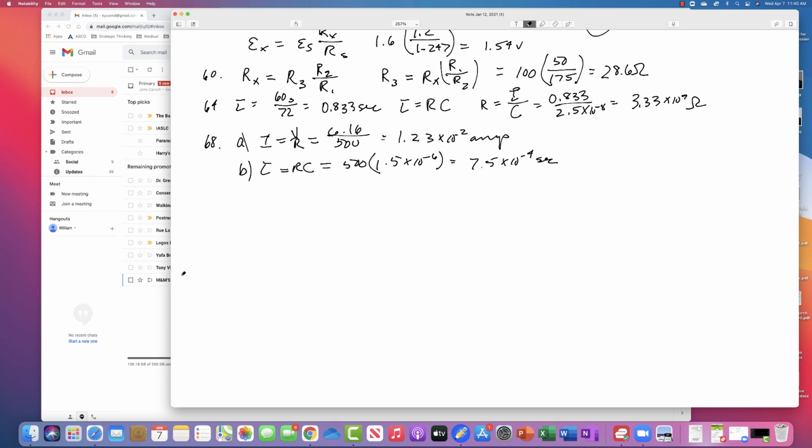C says, what is the current after one time constant? Well, one time constant causes a change in the capacitor voltage by 0.632. I'll refer you back to the part in the book about this. And that's going to be 6.16, which was the initial voltage, times 0.632. And so you end up with 3.849 volts.